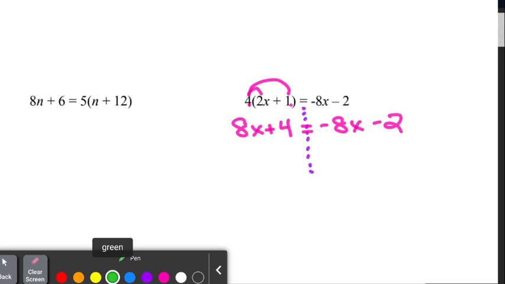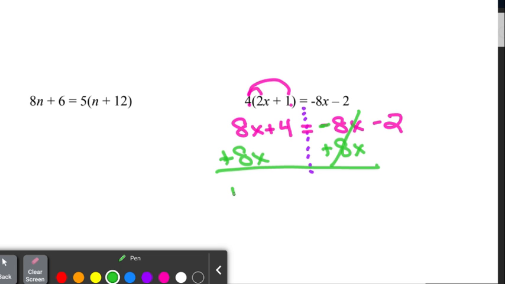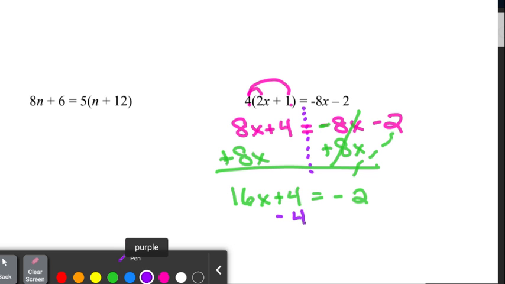You're doing the opposite. So I'm going to take this minus 8x and add it. Whatever you do on one side of the equation, you do on the other side. That's called the additive property of equality. So that goes away. 8x plus 8x is 16x. Now I'm going to bring down plus 4, and I have to bring this guy down as well. Equals a negative 2 or a minus 2. Oh, we're going to get a fraction for this. So now I'm going to minus 4 on both sides.